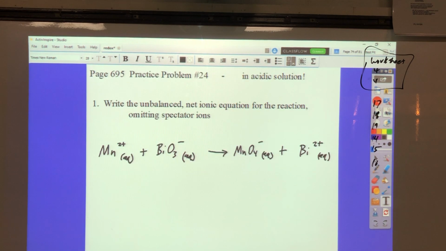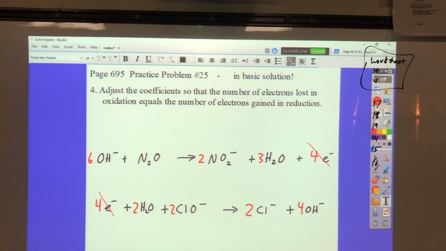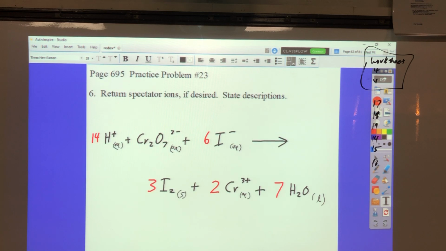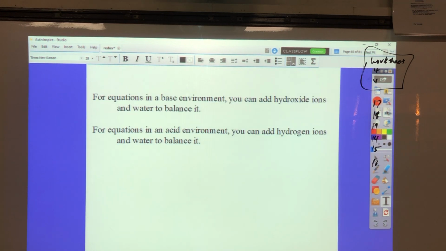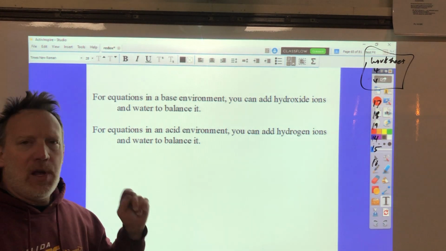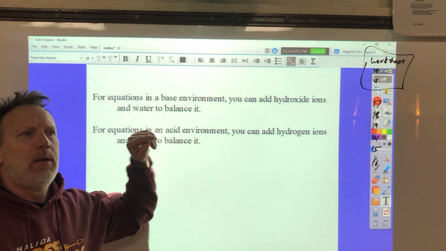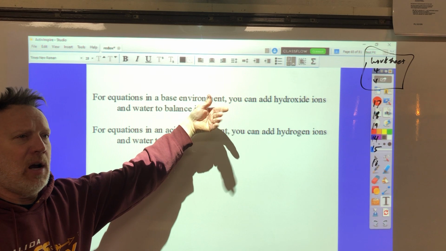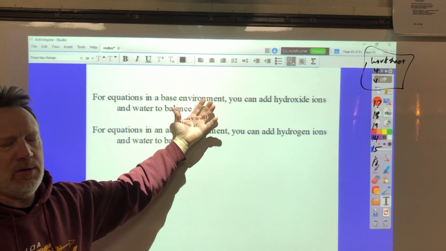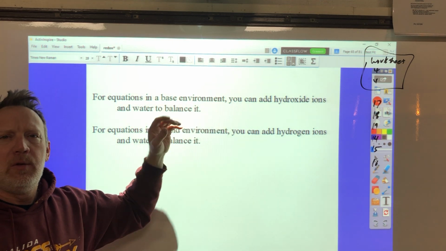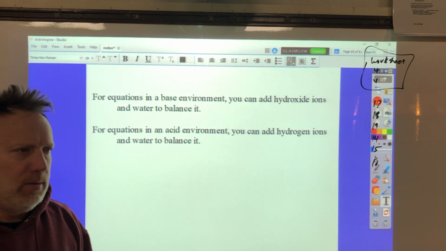So let's go on. I intentionally jumped from 25 back to 24 because if you look at what was going on, we did the half reaction method so that we could work in acid environments and base environments or neutral environments, and it's a little harder to do the half reaction method, but it works in all the scenarios.